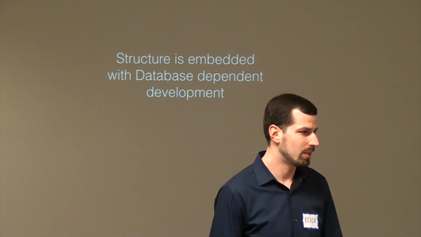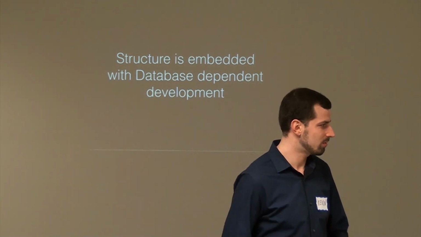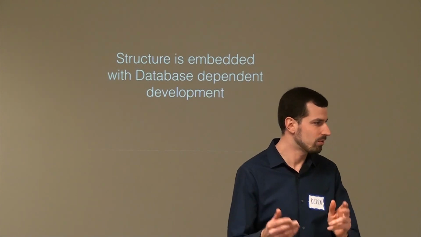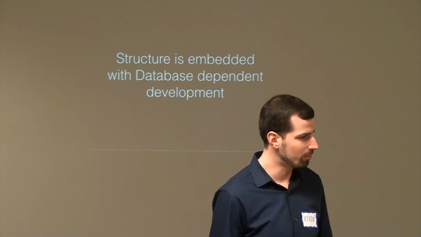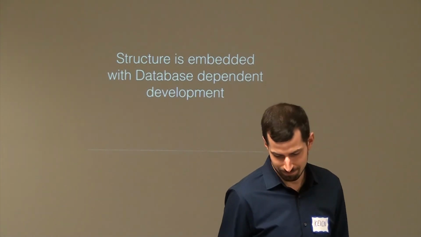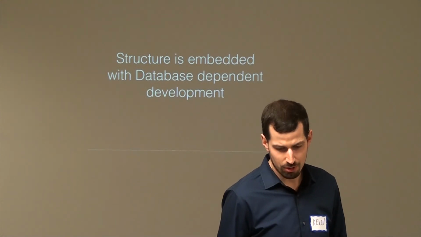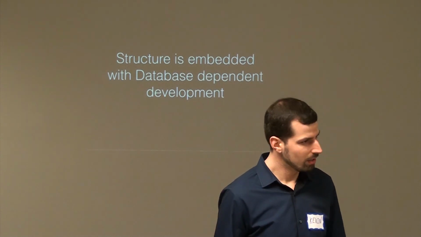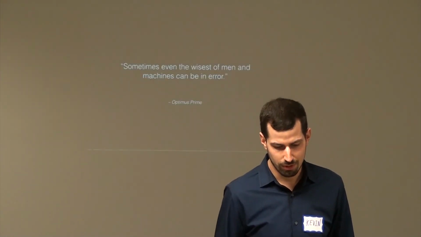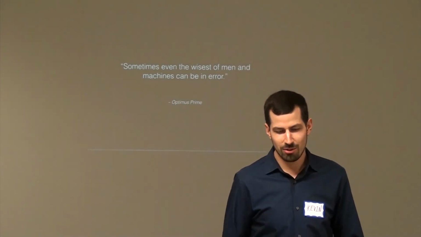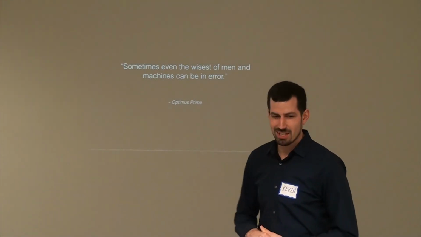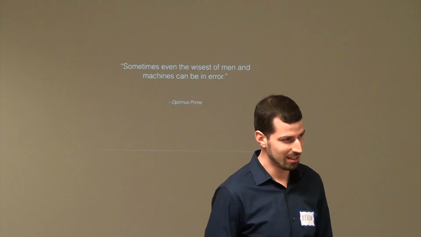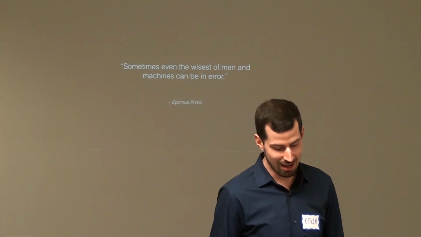And then what ends up happening a lot of times whenever you use those systems is somebody will develop something on a server and you're all just collaborating on that one server versus on your own local development, which we all like to have local. So these are problems that are solved, but they're not easily solved, something that code would do for us. So as Optimus Prime would say, sometimes even the wisest of men and machines can be in error.